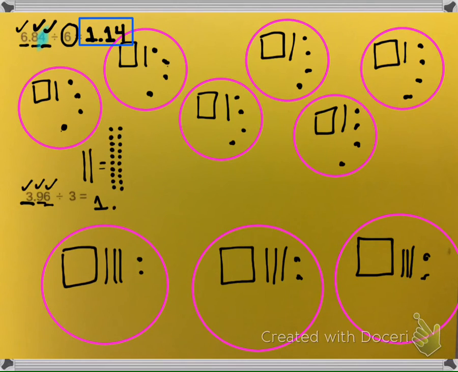So my final answer is going to be 1 whole, 3 in the tenths place, and a 2 in the hundredths place. Pretty quick and pretty easy, right? Once you understand what you're doing, it's not that hard.